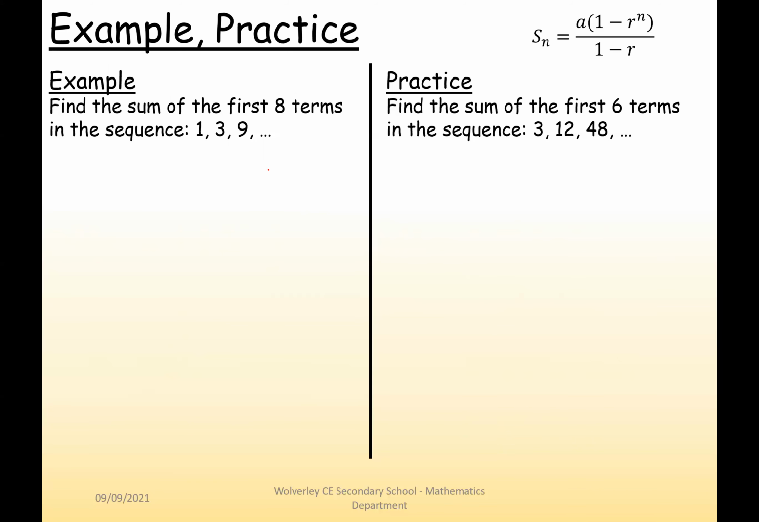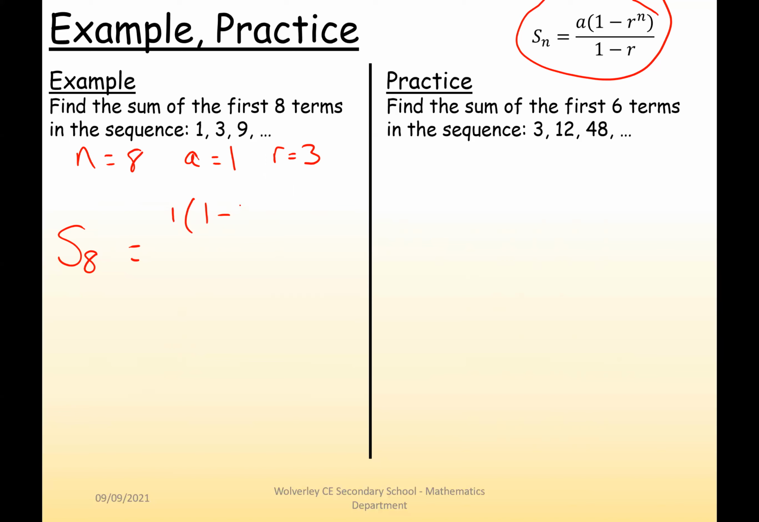We've got our sequence here, 1, 3, 9, and so on, and we want the sum of the first 8 terms. So n is 8. A, the first term, is 1, and if we have a look at our geometric sequence, we're multiplying by 3, so r is 3. So sum to 8, and I'm using the formula in the top right here. Sum to 8 is going to be 1 lot of 1 minus 3 to the power of 8, all divided by 1 minus 3.